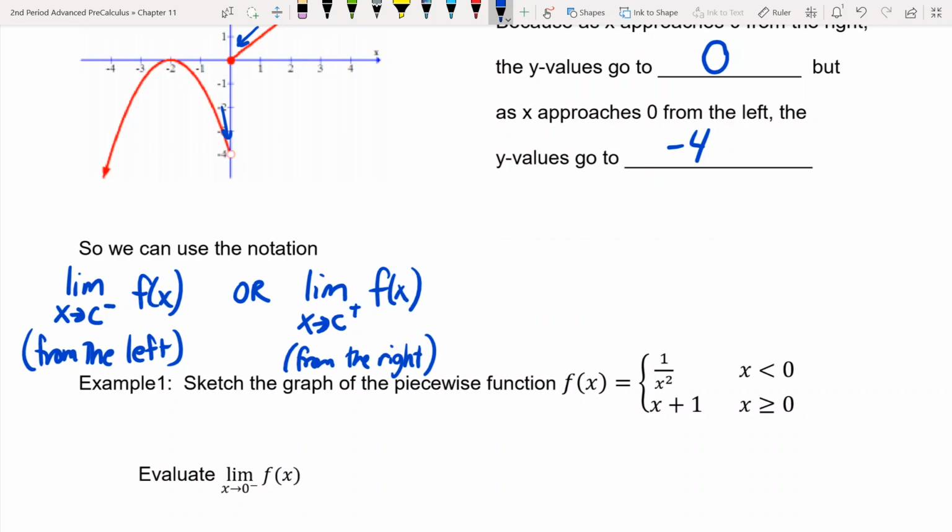Everything we've done so far has looked like this. The limit as x approaches c of f of x. When there's no designation up here of a plus or minus sign, that means I'm using a two-sided limit, which means both sides need to converge to the same value.